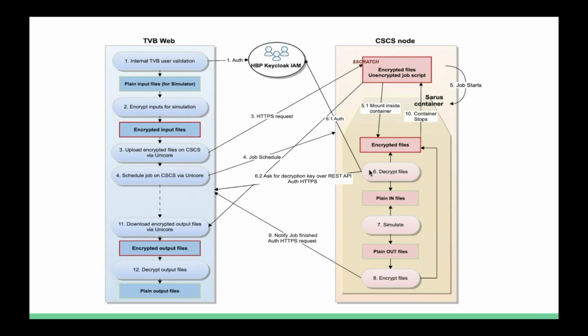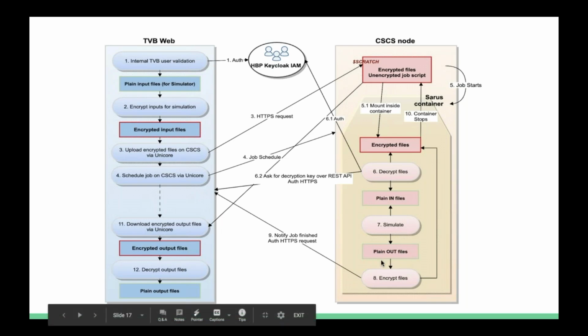So in order for us to be able to decrypt the files, we first do an authenticated REST call towards the TVB web. It also offers a TVB REST API that we could call in order to ask for the particular password used to encrypt these files. Then we decrypt them, and then our simulation process can begin and generate output files.